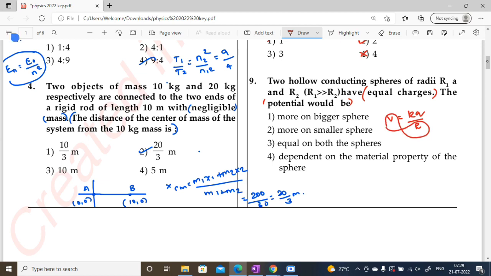And if I say R1 is very much greater than R2, the potential would be that many times less than for the second sphere, which means the R1 radius is very much greater than R2. We consider the first sphere to be the largest sphere here, and the second sphere to be the smaller sphere, by comparing the radii. So the potential of the largest sphere will be much smaller compared with the smaller sphere, right? So which one will be the correct option? You can directly go to the option here, more on the smaller sphere, right? So of course, the smaller sphere will have more potential because the radius is smaller. A direct question.